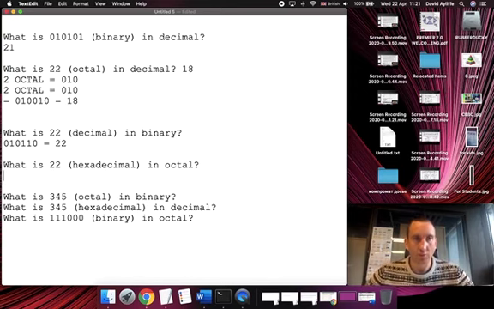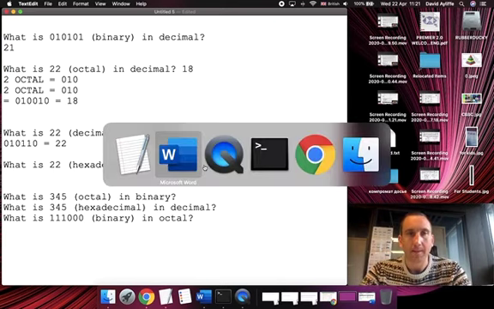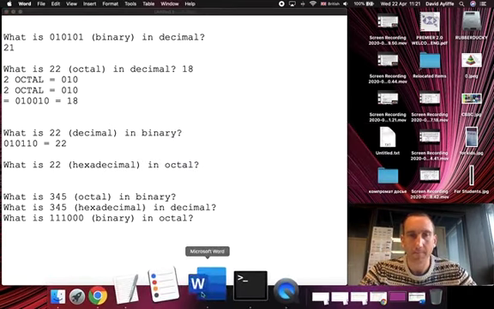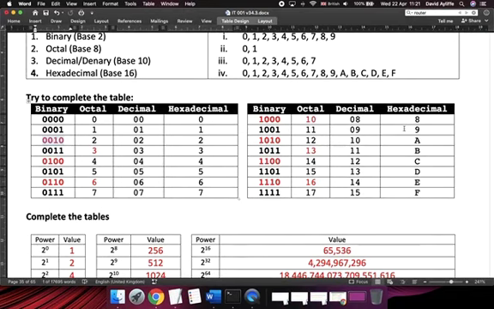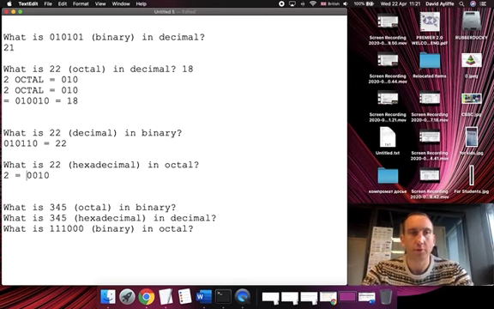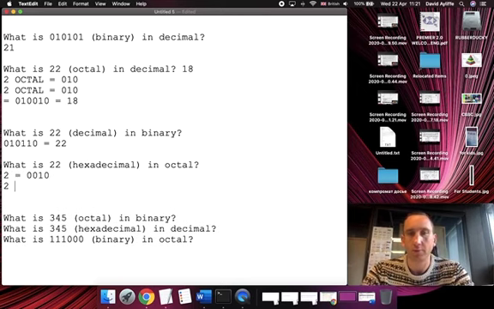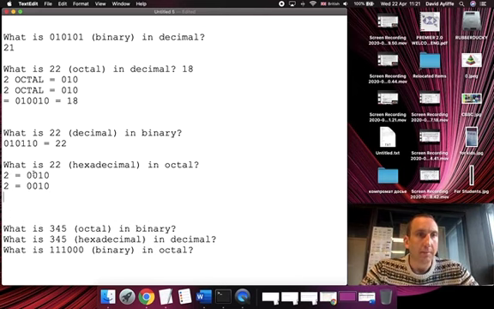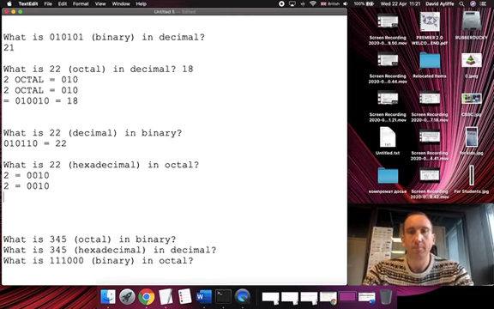So 22 hexadecimal in octal. So 2 in hexadecimal is 0, 0, 1, 0. So this is 2 in hexadecimal, and this is 2 in hexadecimal. So 0, 0, 1, 0, 0, 0, 1, 0.